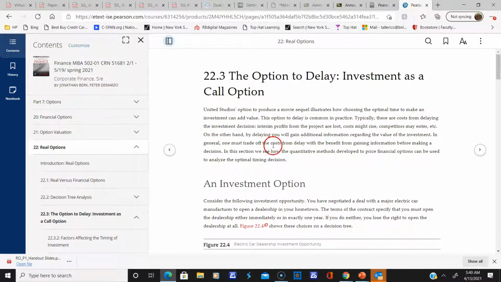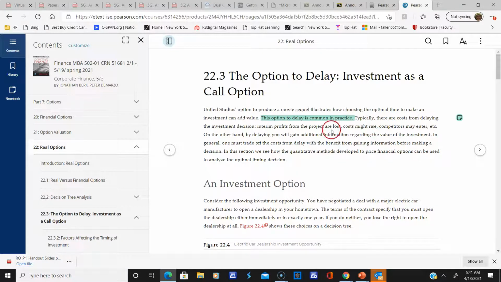All right, so the first choice, the option to delay investment as a call option. So we're going to look at this option to delay a project. It's common in practice. Do we hold off until we get further information? Maybe we don't know all the information yet.